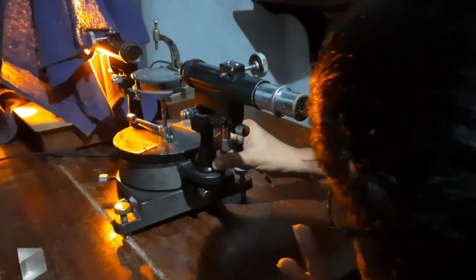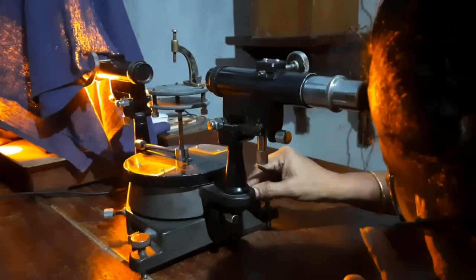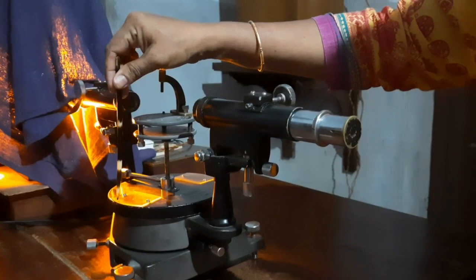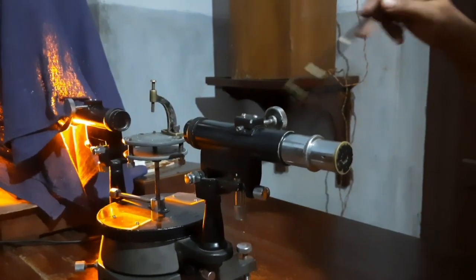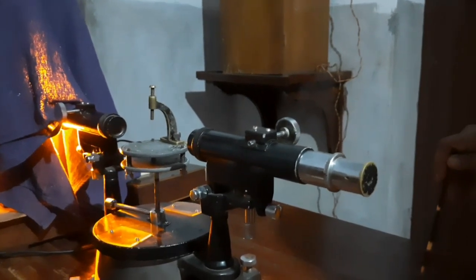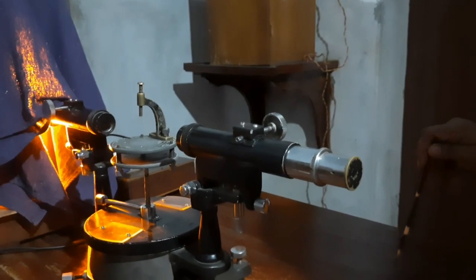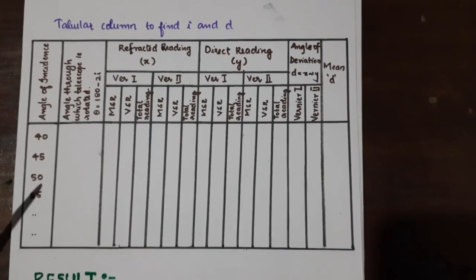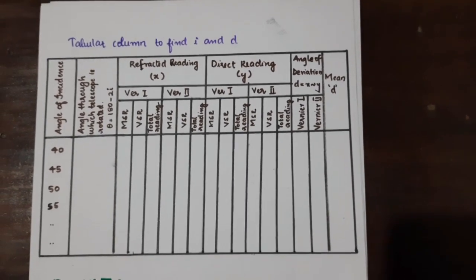If you are not able to see the direct image, you can remove the prism, put it in line with the direct image, clamp it with the main screw, use your fine screw to coincide, and take your vernier 1 reading and vernier 2 reading. Enter these direct readings and refracted readings in your observation column and find out what D is for angle of incidence 45. Now repeat this for angle of incidence 50, 55, 60 and so on.